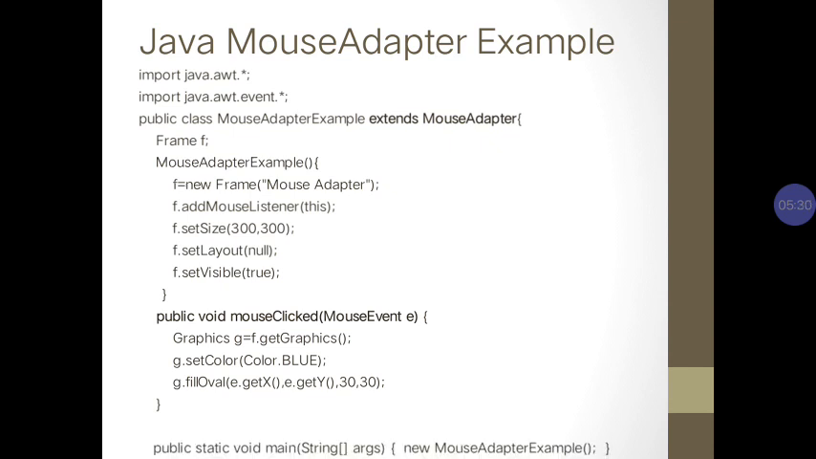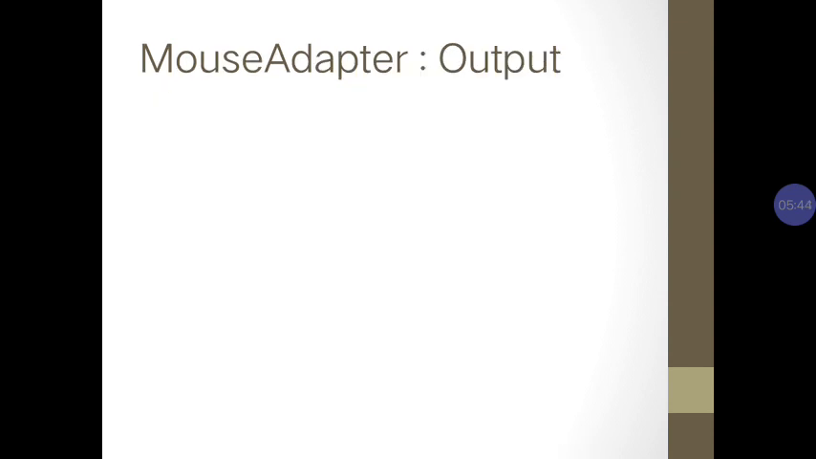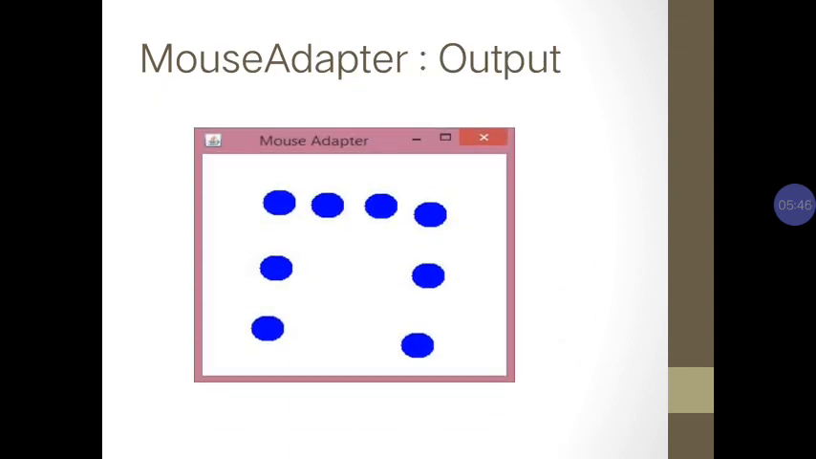After this I am going to write public static void main, where I have created a new MouseAdapterExample object, an object of the MouseAdapterExample class. Now after running this program, see what I'll get. I'll get the output as shown here.